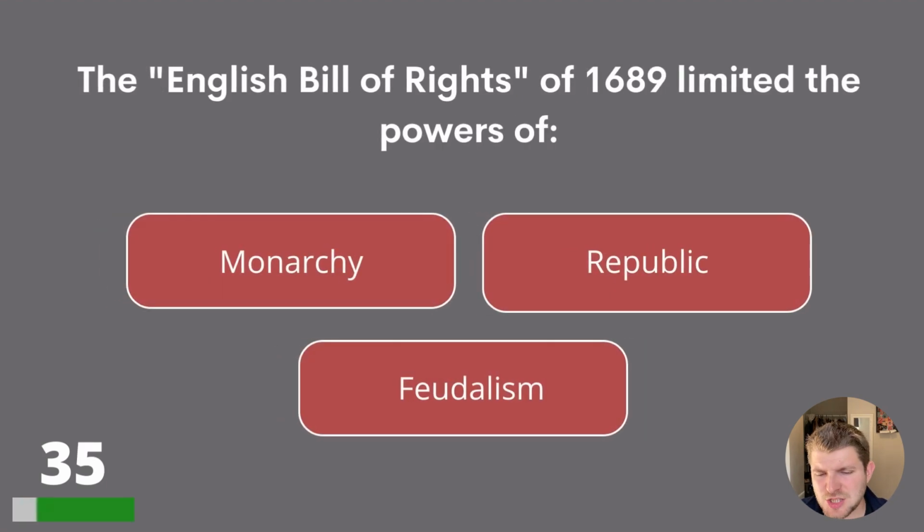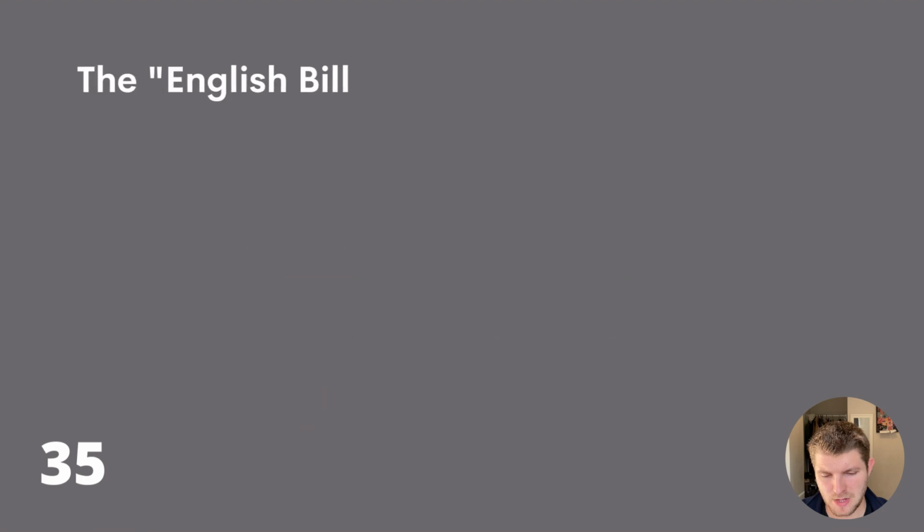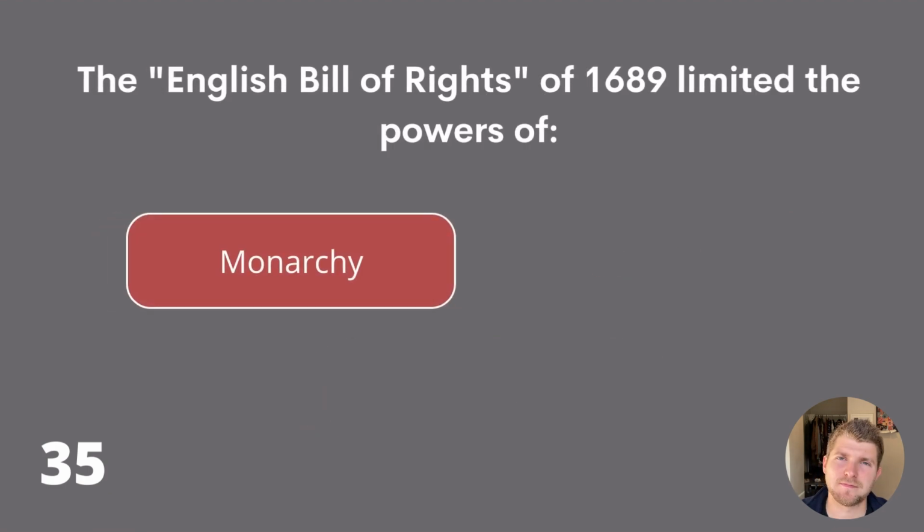35. The English Bill of Rights of 1689 limited the powers of monarchy, republic, or feudalism. The answer is the monarchy.